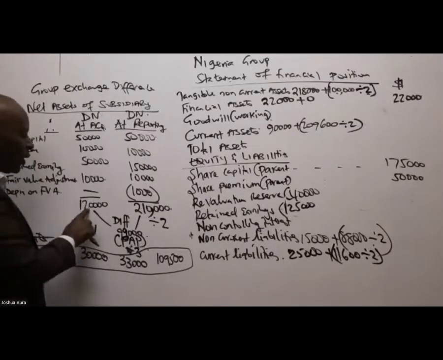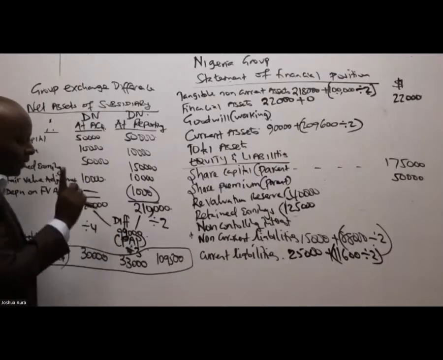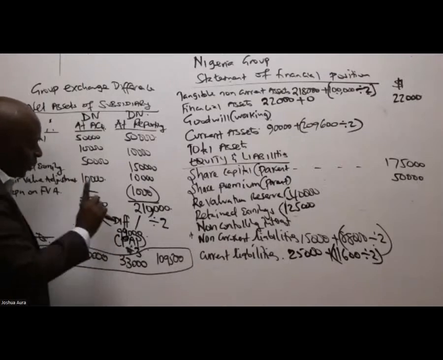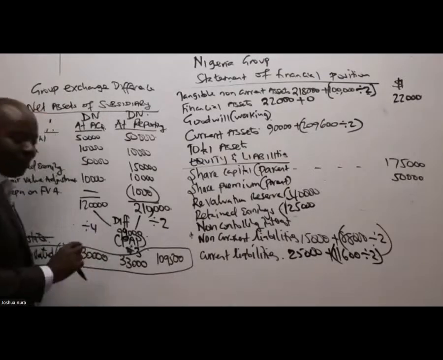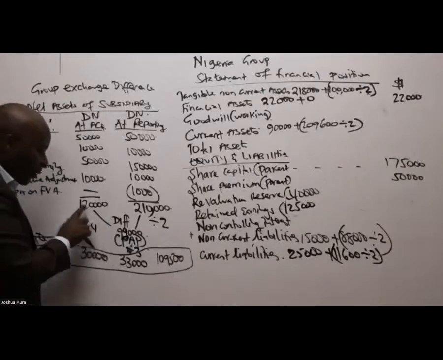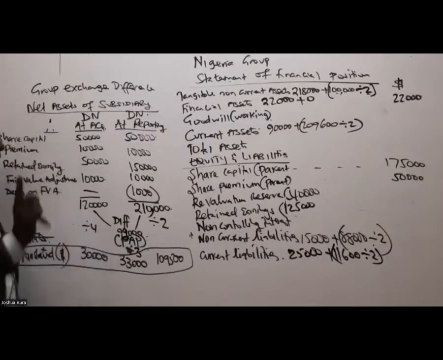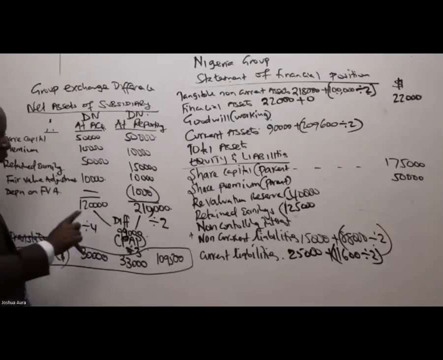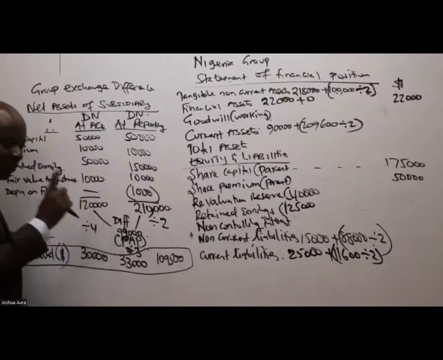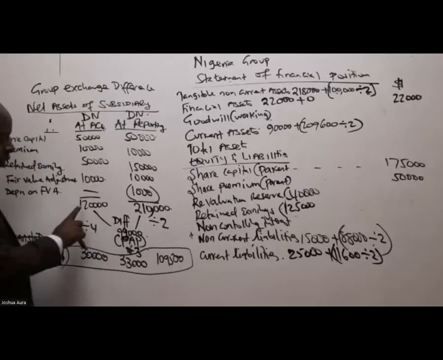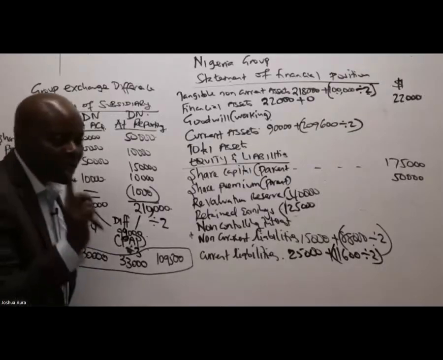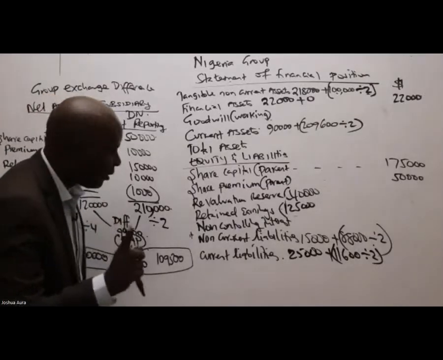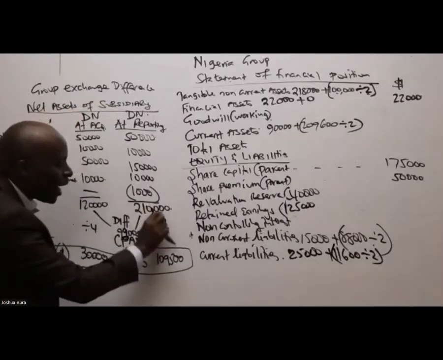When you take 120,000 plus 99,000, can somebody help me with this operation? 120,000 plus 99,000 gives me 219,000, which happens to be the closing figure here.